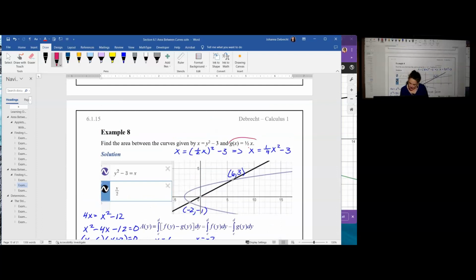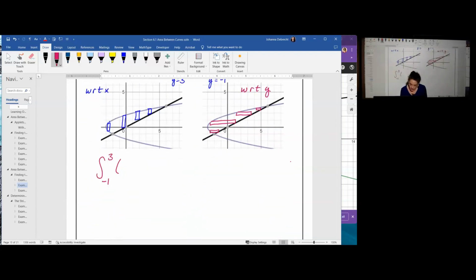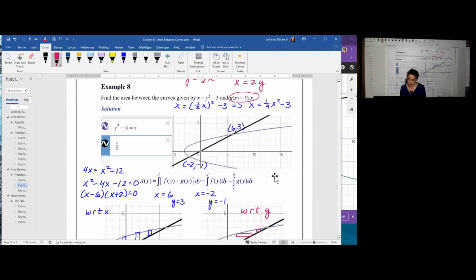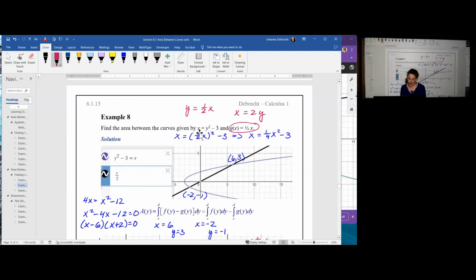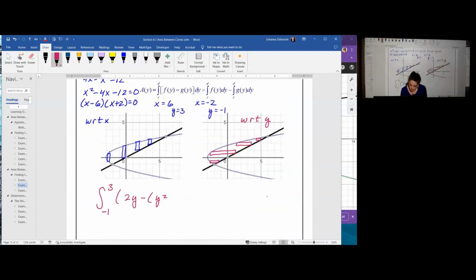Currently, it is not. Let's take this equation, y equal to 1/2 x, and rewrite it as x equal. That just simply requires multiplying by 2. So I get x equal 2y. It's on the right, so I get 2y minus the parabola, which is on the left. That's already solved for x, y squared minus 3. Notice because it has two terms, it must go in parentheses, and I distribute the negative.